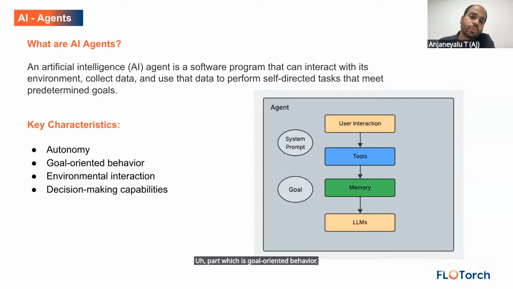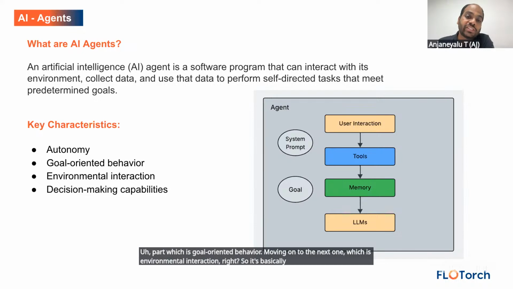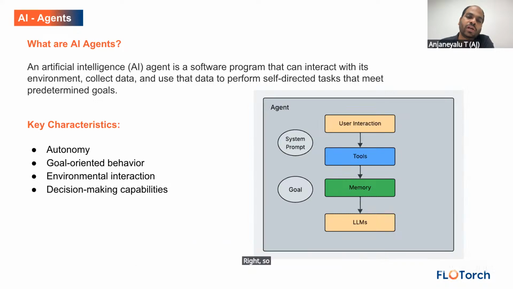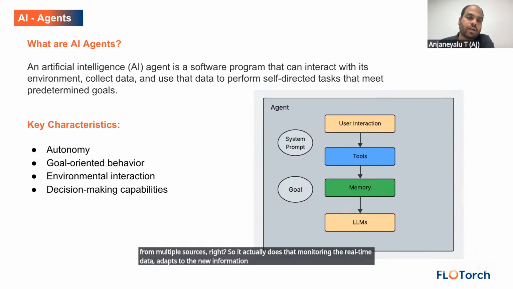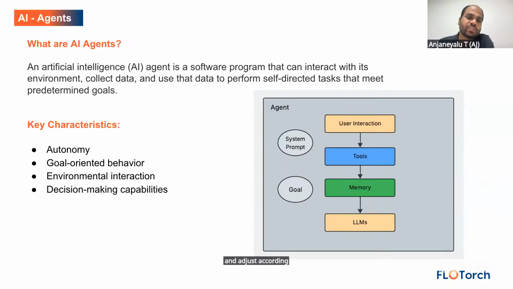Moving on to the next one, which is environmental interaction. It's basically responding to changing conditions. You can't expect that the environment would always remain the same, and the agent has to understand the changes as well. That delta it has to understand. So it responds to changing conditions and gathers information from multiple sources. It monitors real-time data, adapts to the new information, and adjusts accordingly. That is what environmental interaction does.